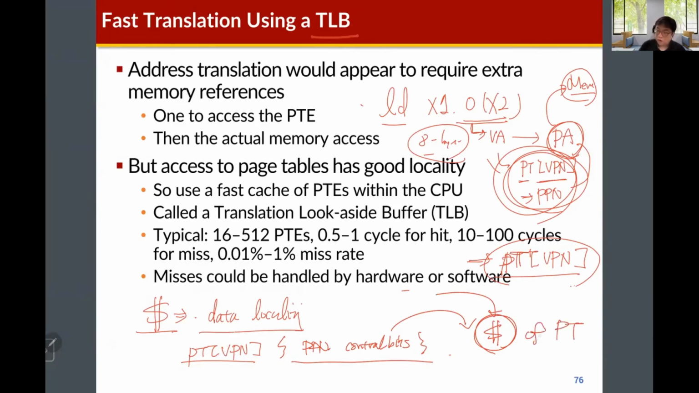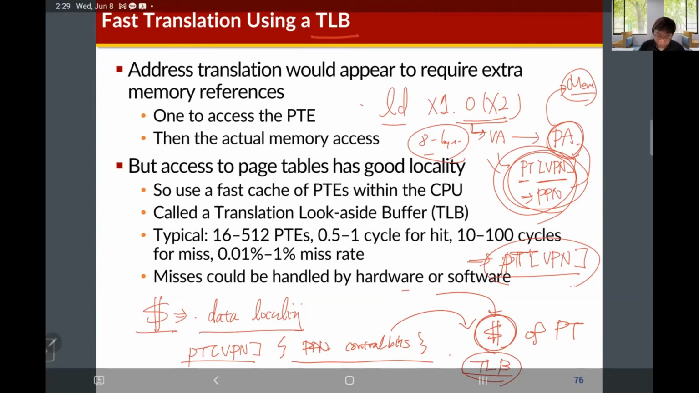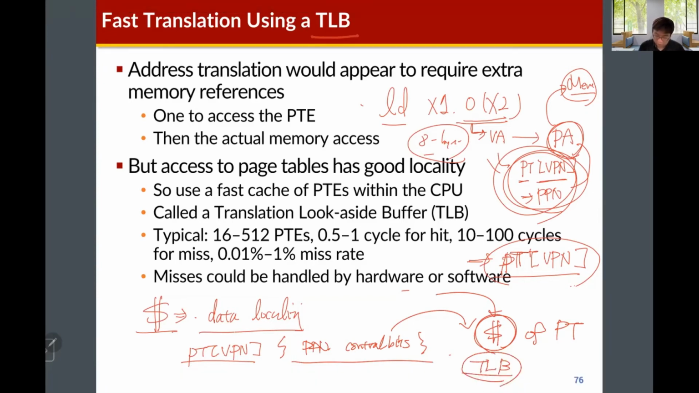This cache of the page table is called the TLB. TLB means translation lookaside buffer. So it is the TLB, and this TLB is the cache of the page table. Okay.